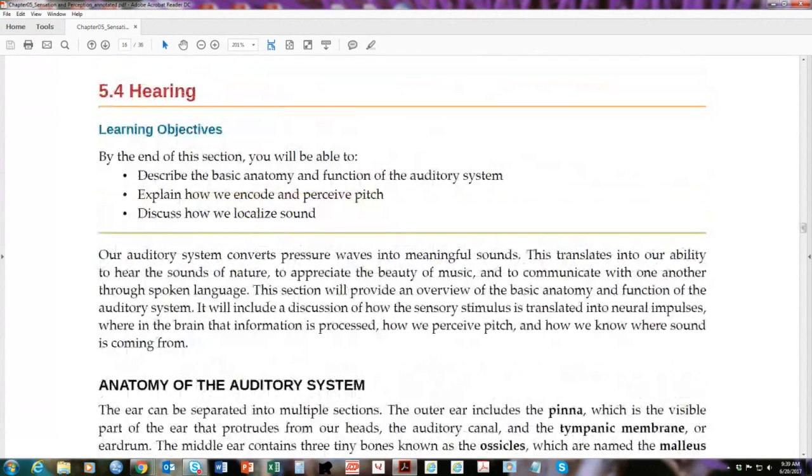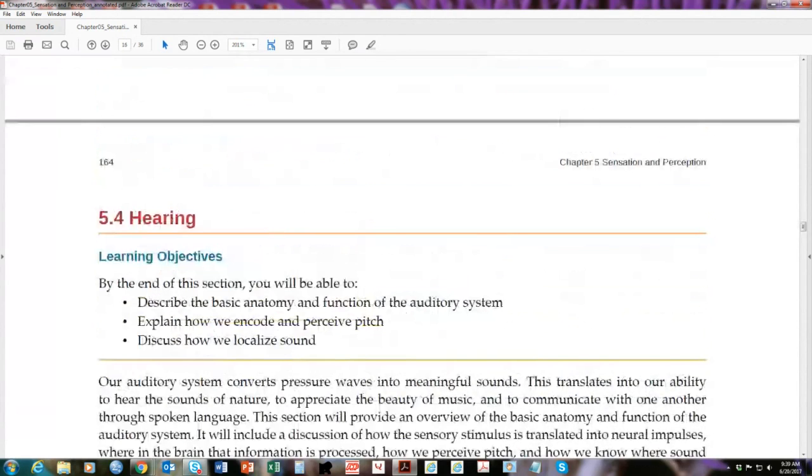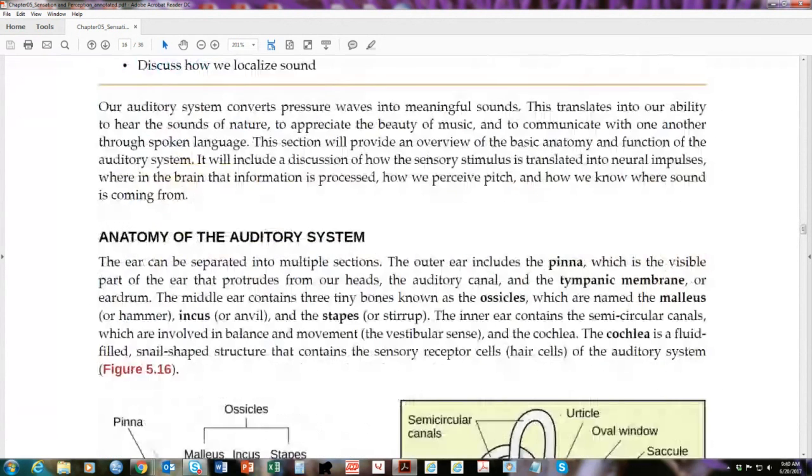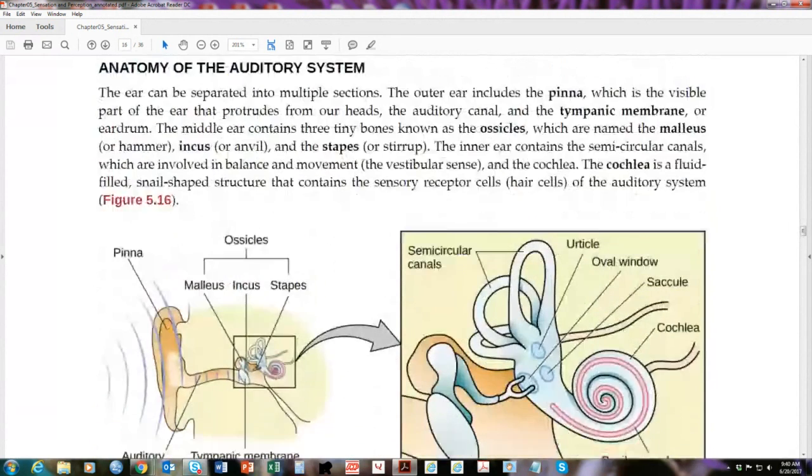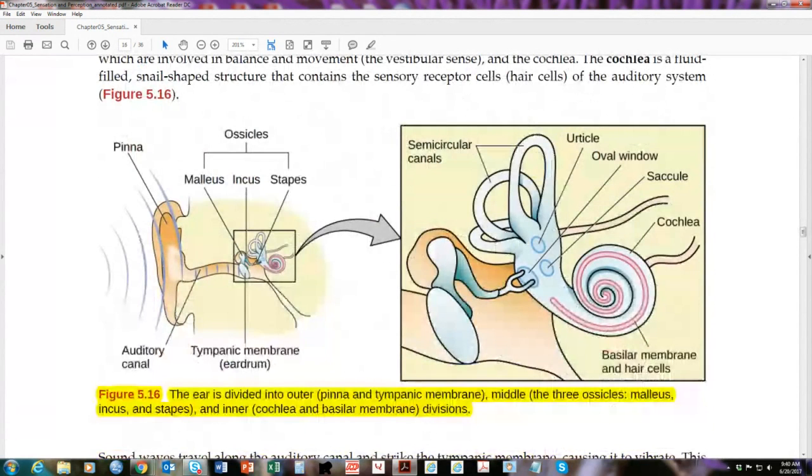All right, so now we're going to get into the auditory system. So this begins on page 164. We can talk about the structures of the ear, and we'll start outward and move inward. So the cartilaginous protrusion outside your head is called a pinna. It is made of cartilage, and it's a biological identity marker. It's as distinctive as your fingerprints. No one's pinna is exactly the same shape.